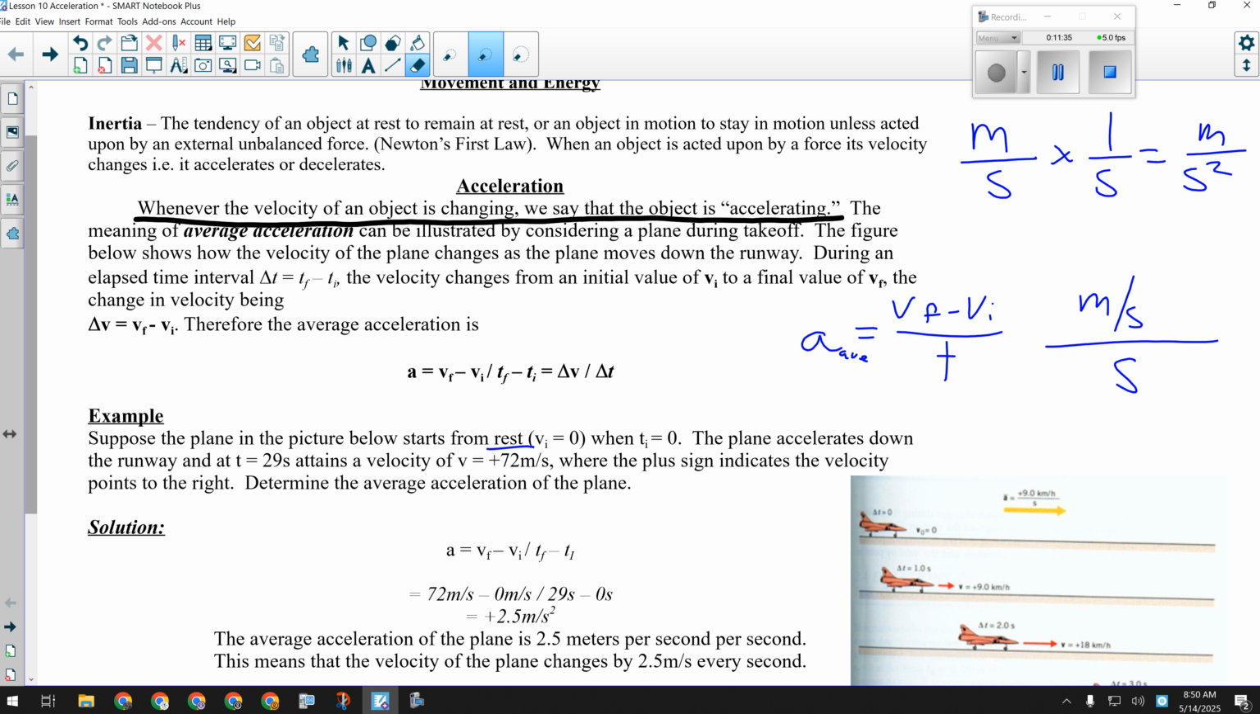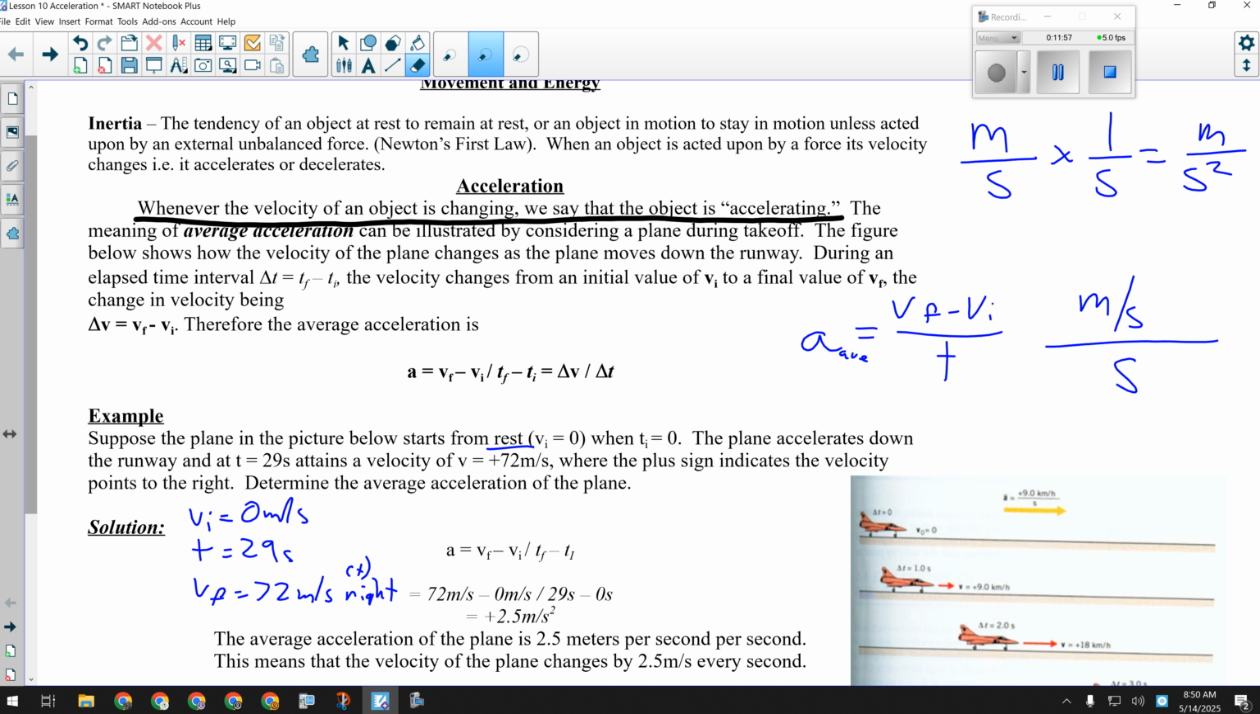All right, so if I'm doing that, here's what I know. VI is 0 meters per second. Time is 29 seconds. And I know that VF is 72 meters per second to the right, and I'm making right positive.